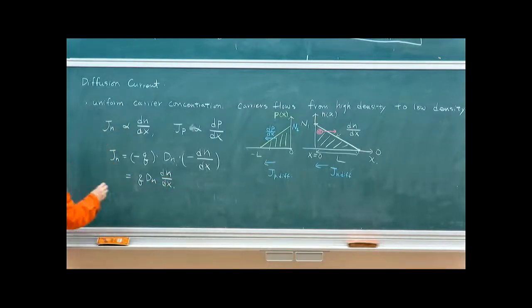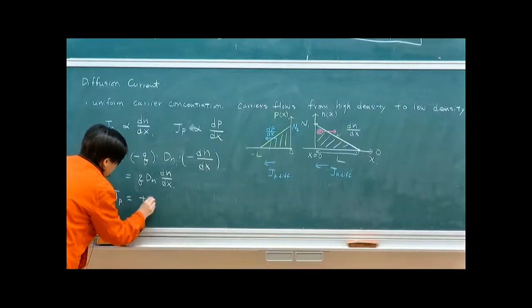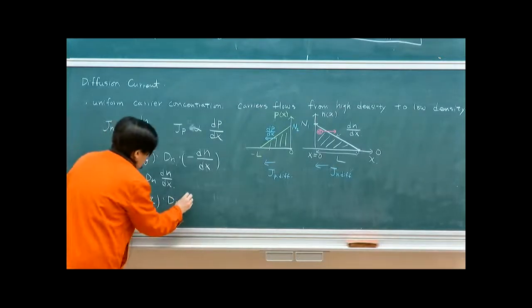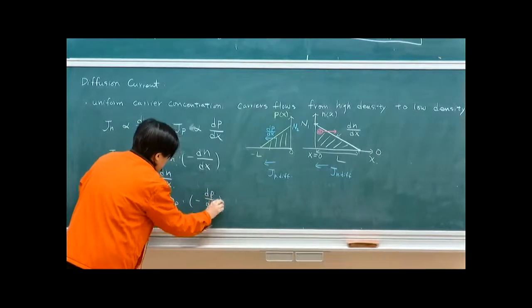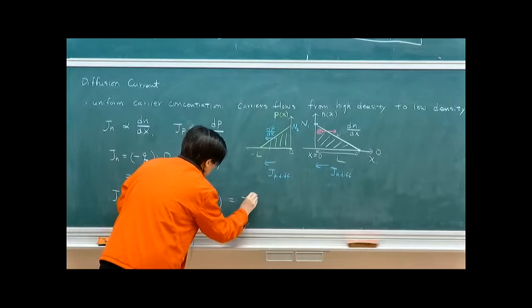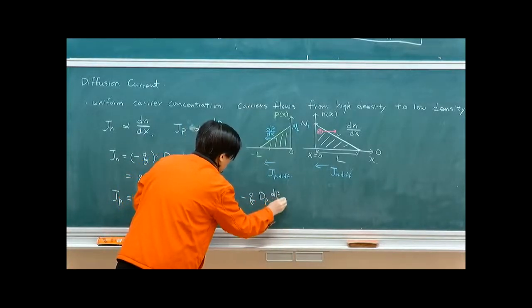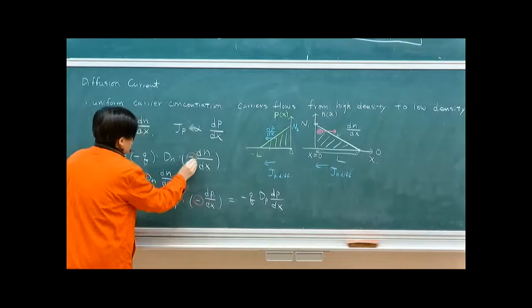We can do the same thing for holes. Holes are positively charged, but the diffusion direction is always the inverse of its dp/dx. Therefore, you get a minus sign up front, because it's a positive charge. But the moving direction is always inverse to the gradient's direction. Okay?